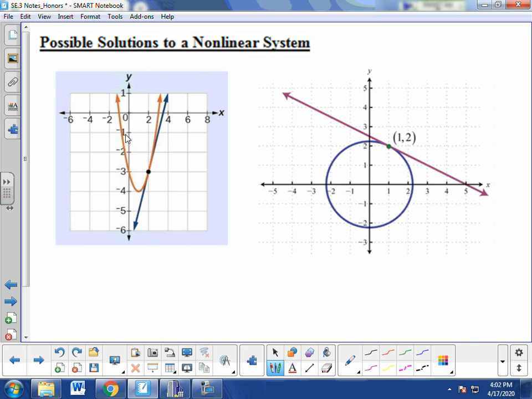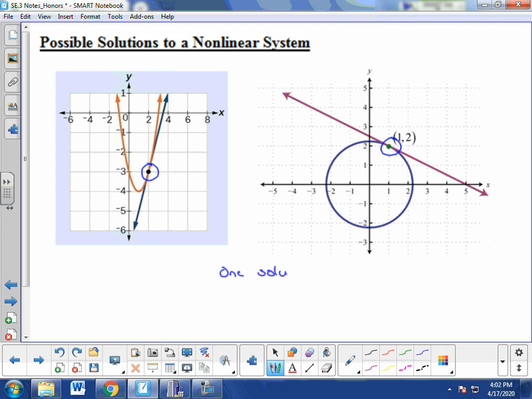So again, I have a parabola and a line on the example to the left, and a circle and a line on the example to the right. In each of these cases, the curve intersects the line in exactly one location. So here we have that intersection on the left, and over here we have that intersection on the right. So each of these would have one solution.